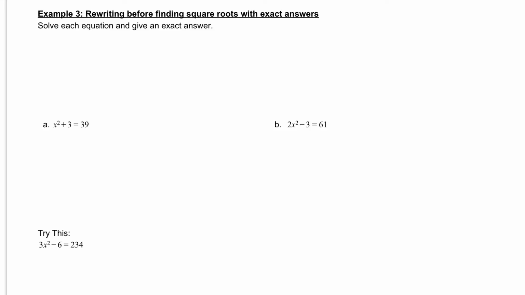In example 3, it says rewriting before finding square roots with exact answers. Always read your directions. We want to solve each equation and give an exact answer. So we're back to exact answers. Sometimes it will say exact, sometimes it will say approximate.